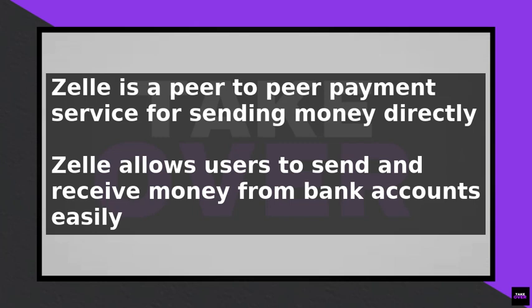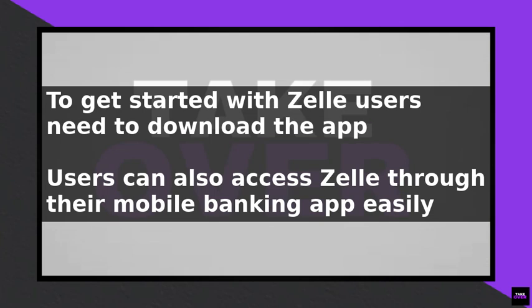If you do not have Zelle, you can download it from the App Store or enroll through your bank's website. Once you have Zelle, you need to link your debit card or bank account to the service. This will allow you to send and receive money.